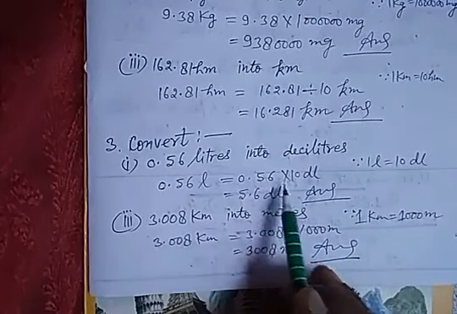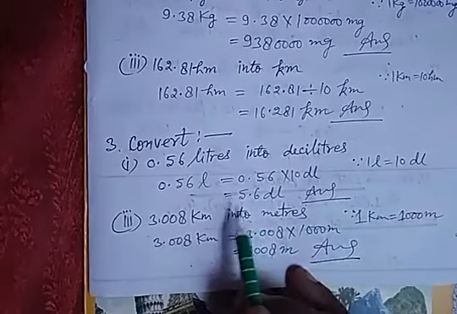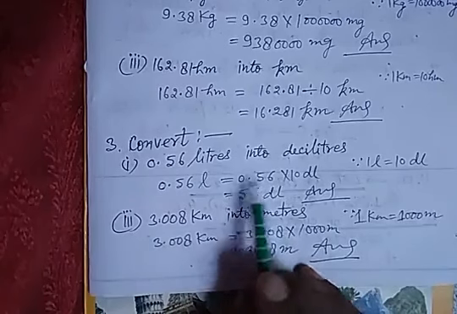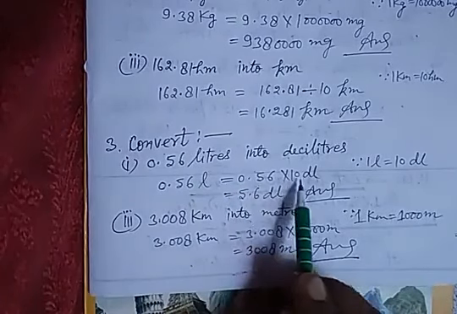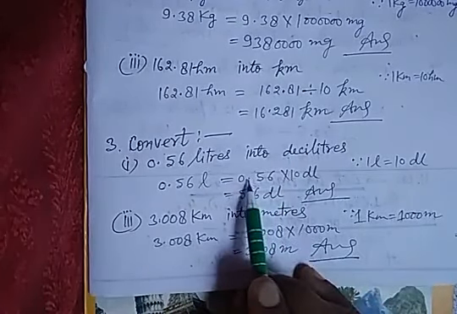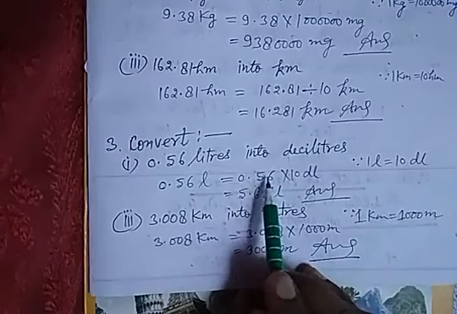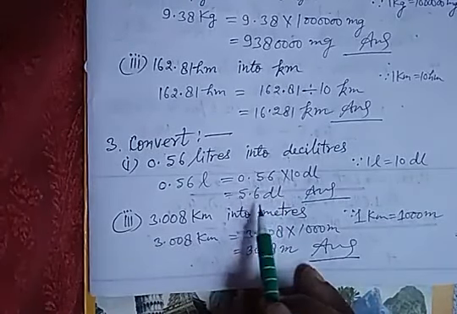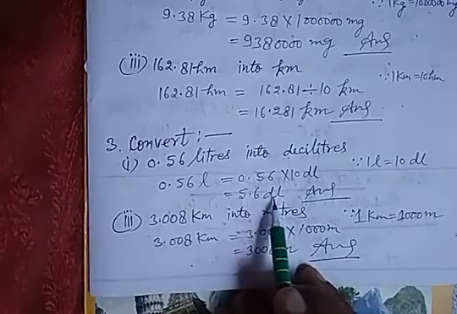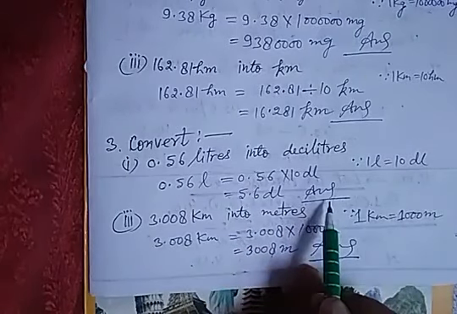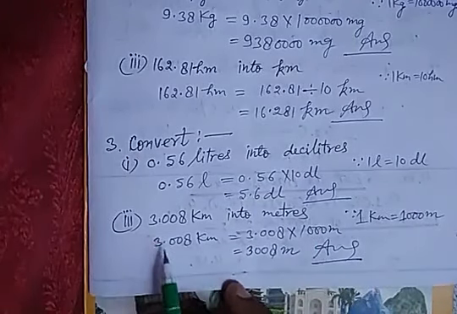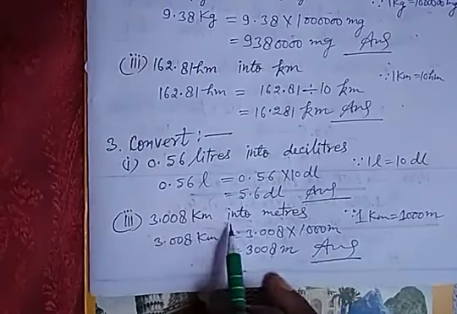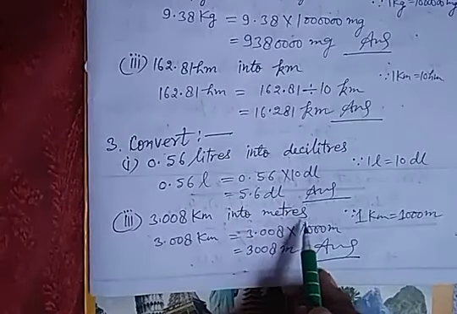0.56 liter is equal to 0.56 into 10 deciliter. In this question, this decimal number is multiplied by 10, so this decimal point should be shifted towards right by 1 place. So answer is 5.6 deciliter. This is answer. Now third part is 3.008 kilometer into meters.